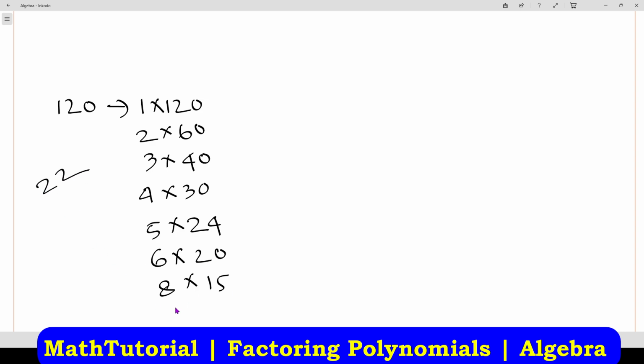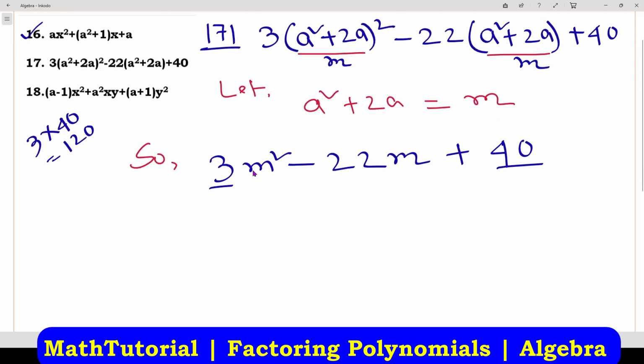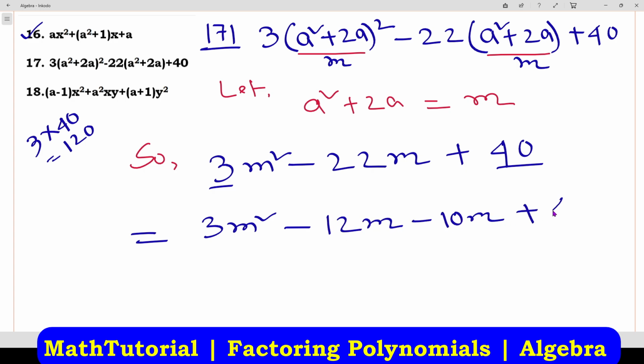So finally we get the numbers. It means 10 times 12. 10 times 12 is 120, and minus 10 plus minus 12 will be minus 22. So we can write 3m² minus 12m minus 10m plus 40. Minus 12m minus 10m will be minus 22m.